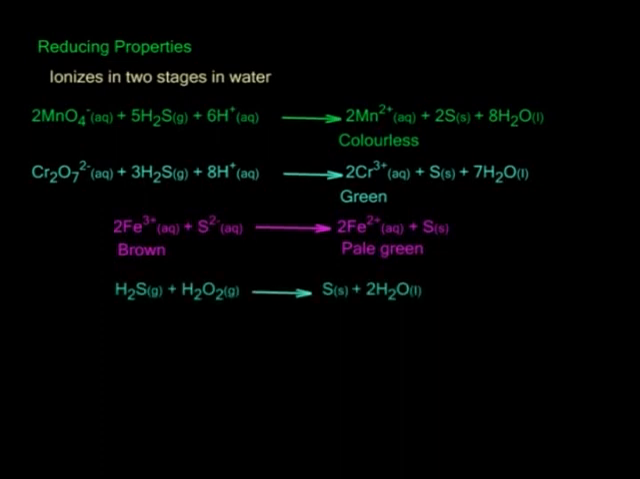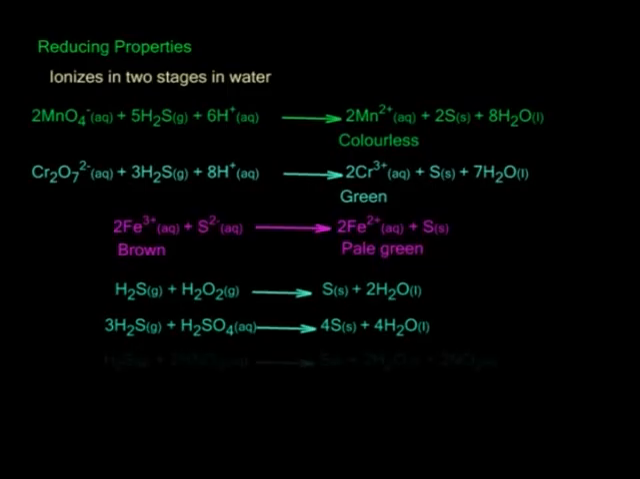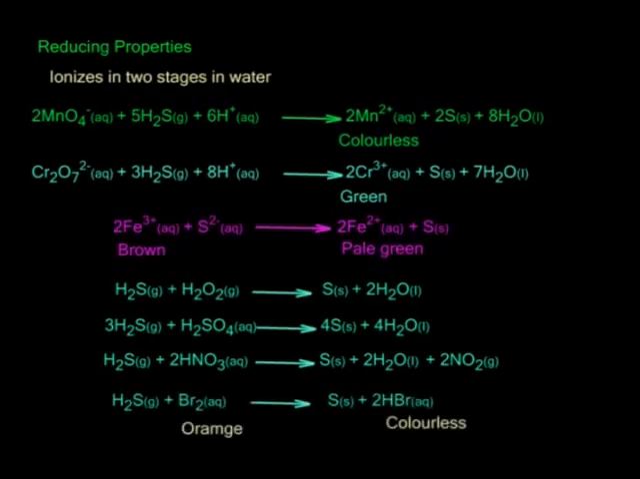Hydrogen peroxide is also reduced to water. Sulfuric acid is reduced to sulfur. For this reason, concentrated sulfuric acid cannot be used to dry the gas. Dilute nitric acid is reduced to nitrogen 4 oxide gas. Bromine water, which is orange in color, is reduced to a hydrogen bromide solution, which is colorless.